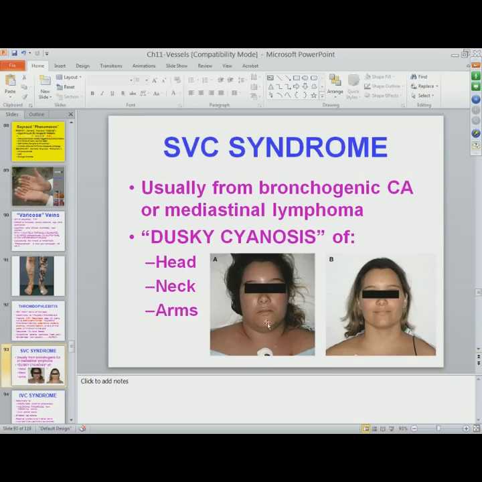This is the same person before and after the correction of the SVC syndrome. Could it have been removal of the thoracic tumor, perhaps? So you could see that this woman is normal. This woman has what's classically called dusky cyanosis of the region of the distribution of the superior vena cava, the head, the neck, and the arms.